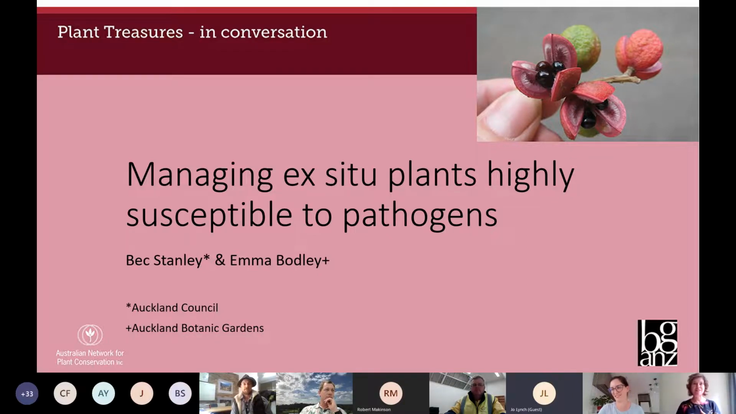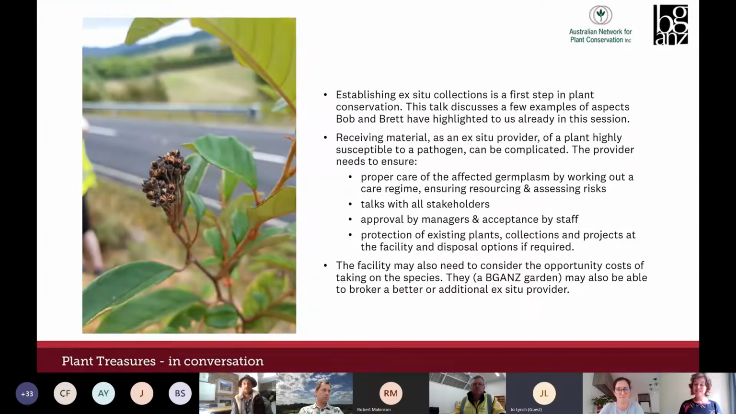They're a fabulous resource. I think they're both technical and practical, which is pretty hard to actually achieve in a document, and I think it has. So the work I'm about to talk about today is some of the case studies that Emma and I worked on at Auckland Botanic Gardens. It kind of brings to life some of the things that Brett and Bob have already mentioned.